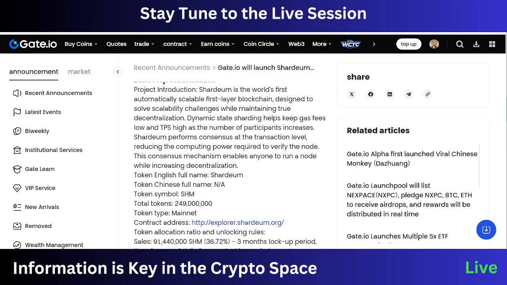So Shardeum performs consensus at the transaction level, reducing the computing power required to verify the node, and this consensus mechanism enables anyone to run a node while increasing decentralization.